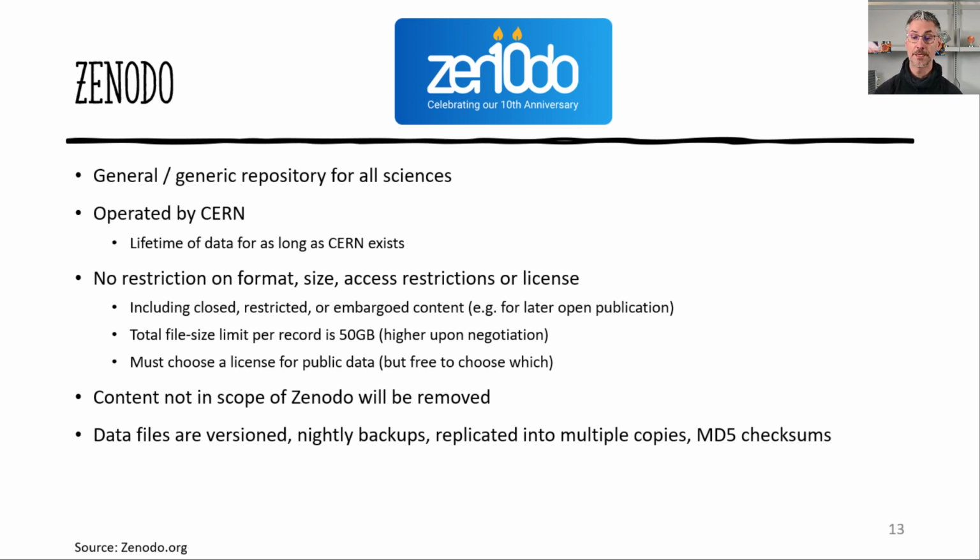Zenodo doesn't impose any restrictions on format, file access or the license. You can also have closed, restricted or embargoed content that is intended for later open publication, and there's a total file size limit at the moment of 50 gigabytes. Of course, you can ask them if you have really large data, and you must choose a license for public data, but you're free to choose a license you like.